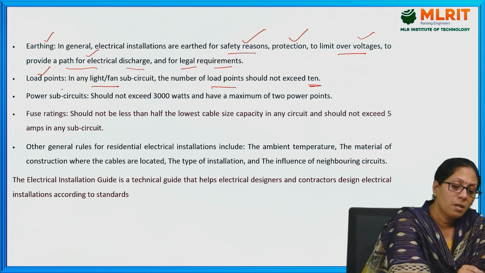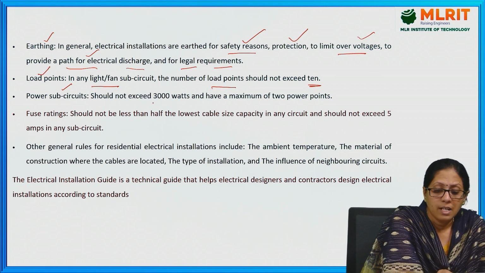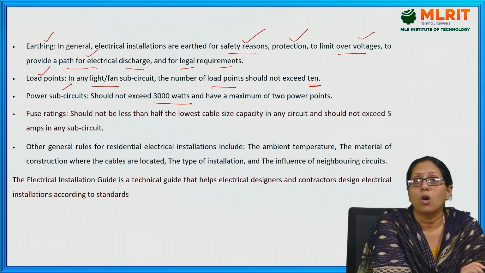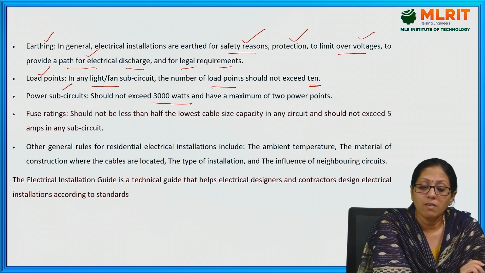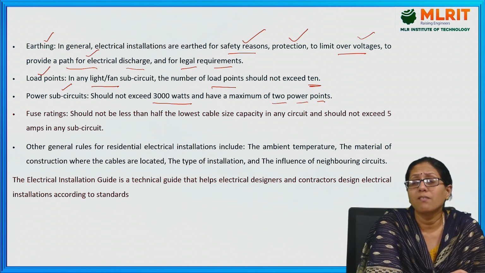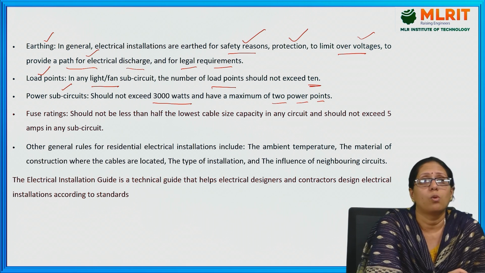The next one is power sub-circuits. They should not exceed 3000 watts. The maximum power limit of a power sub-circuit is 3000 watts, and it should have a maximum of 2 power points with a maximum rating of 3000 watts.